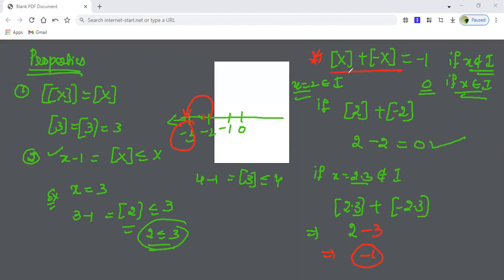So this property says that the greatest integer of x plus the greatest integer of minus x is equal to minus 1 if x does not belong to the integers. Not belonging to the integers means it may be a real number, positive or negative, right? And strictly when it belongs to the integers, then obviously the value will be equal to 0. So this is what you have to remember. This is also one of the important properties.